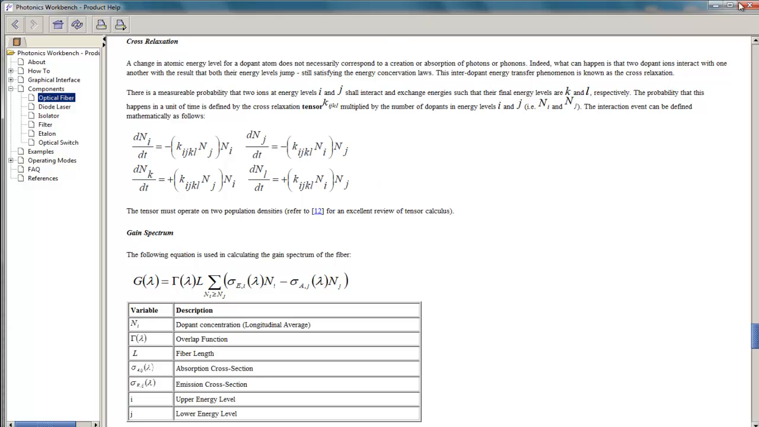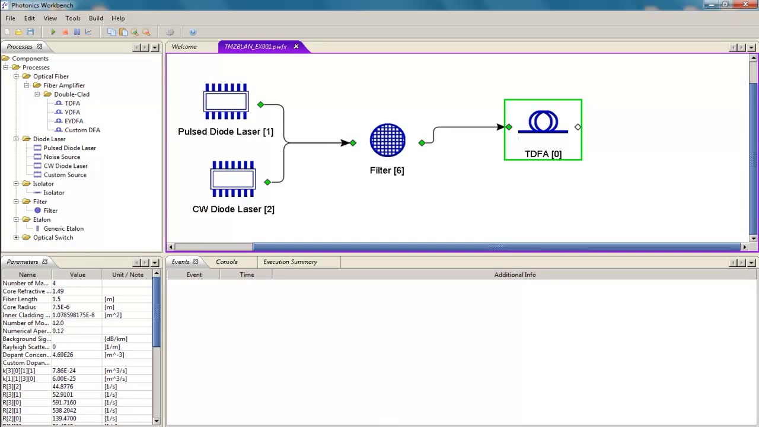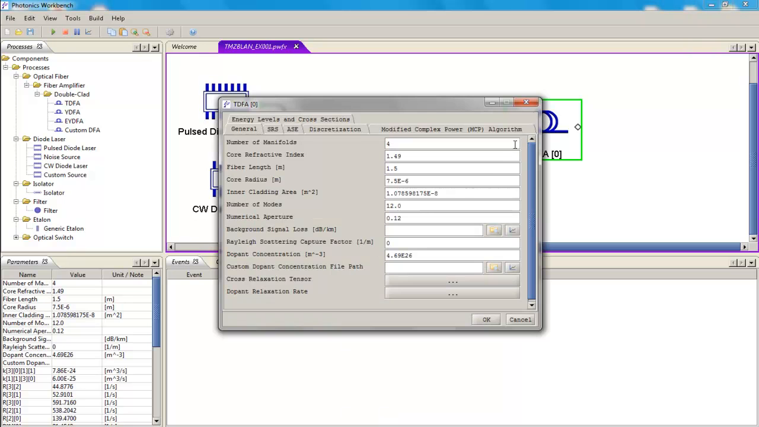One can design core refractive index, fiber length, core radius, inner cladding area, number of optical noise modes, numerical aperture, background signal loss, Rayleigh scattering capture factor, as well as dopant concentration.